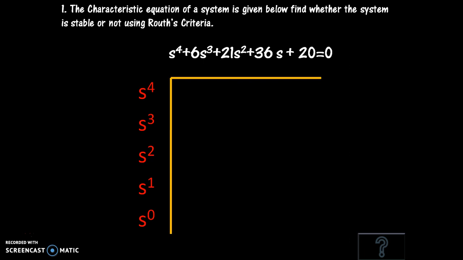Now how to fill the rows? The first two rows must be filled by using the characteristic equation itself. So what are the coefficients here? You see here the coefficient of s to the power 4 is 1, the coefficient of s to the power 3 is 6, the coefficient of s to the power 2 is 21, then the coefficient of s is 36, and for s to the power 0, because no s term is there, the coefficient is 20. So alternately we have to fill the rows.